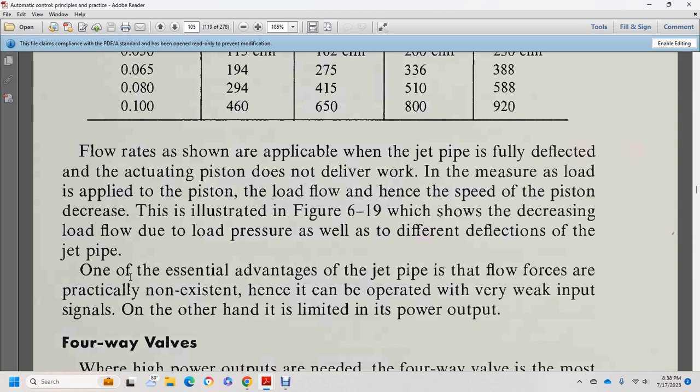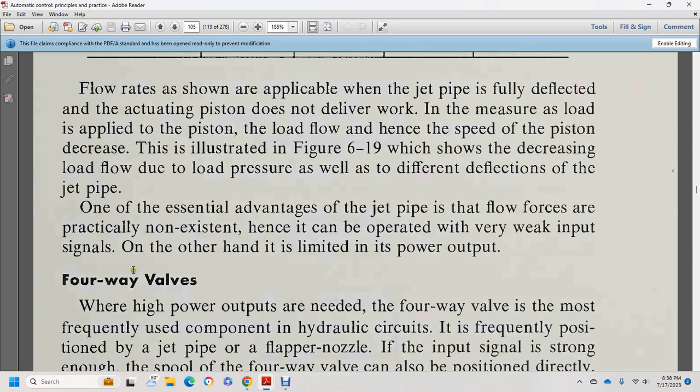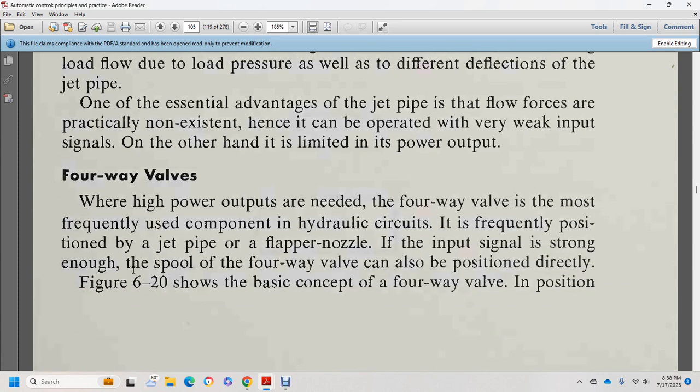One of the essential advantages of the jet pipe is that the flow force is practically non-existent, hence it is operative with a very weak input signal. On the other hand, it is limited in the power output. Four-way valves.